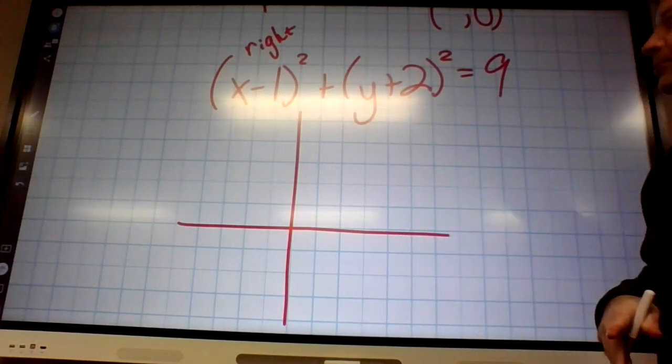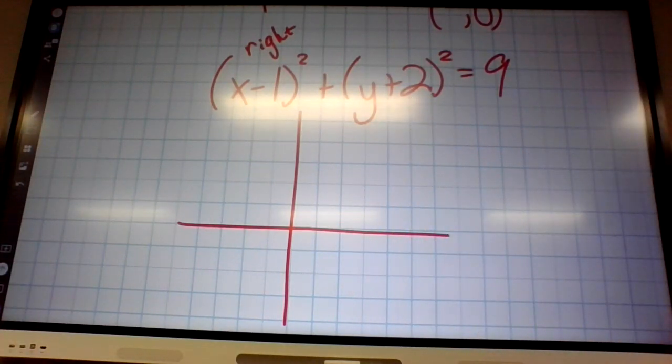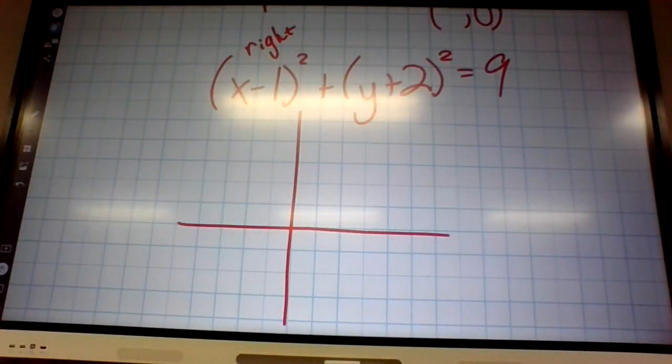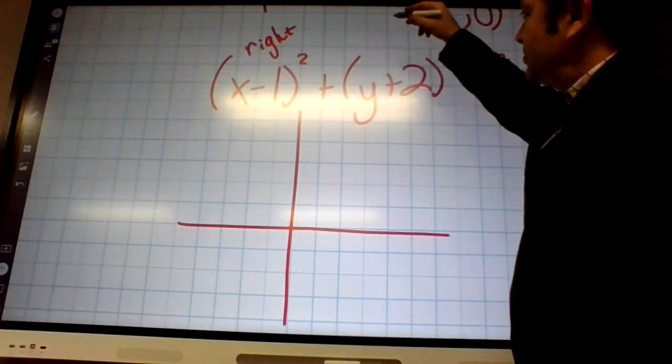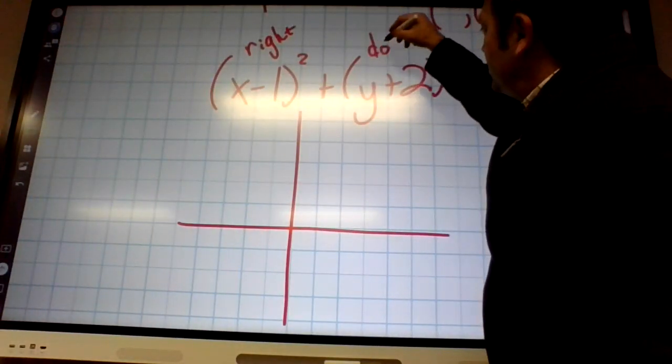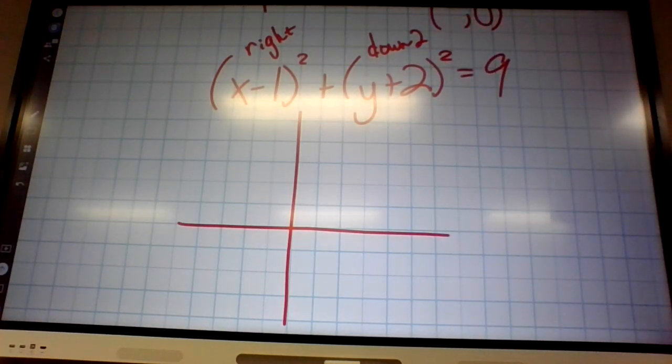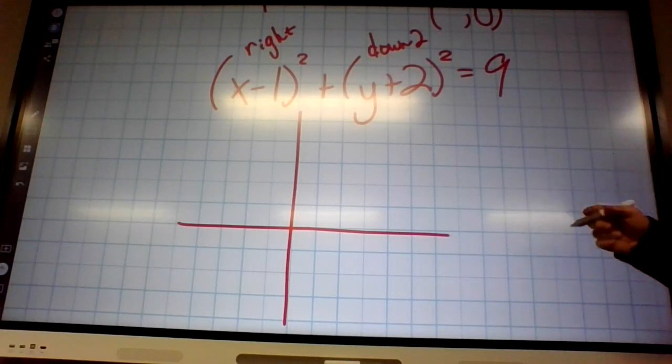What do you think this plus 2 on the y is going to do? It's on the y value. The y's go up and down, so it's going to do the opposite. It's different than this because over here the plus 1 is not directly on the y. If you subtracted 1, it would be a minus 1 on this side. But if it's right next to it, it just does the opposite, basically. So the plus 2 makes it go down 2. That's all you have to remember.